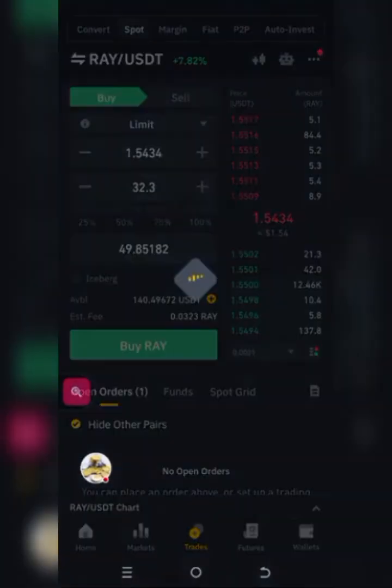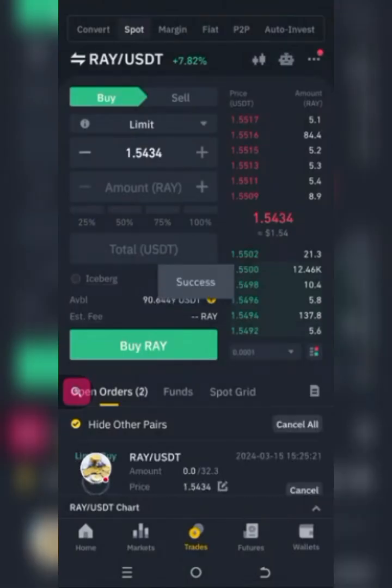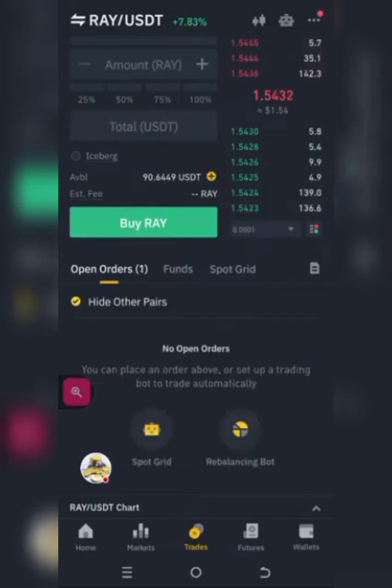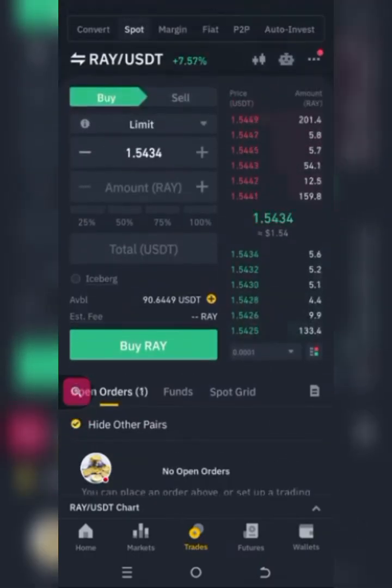49.85. 49.85. Let's see. Can it go? It looks like we are in the trade. Can it go? If it's going up. Oh, it has gone.